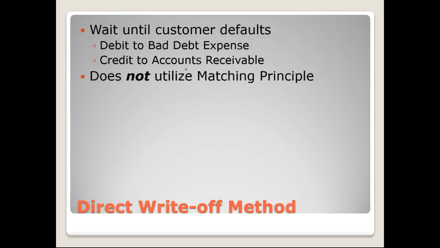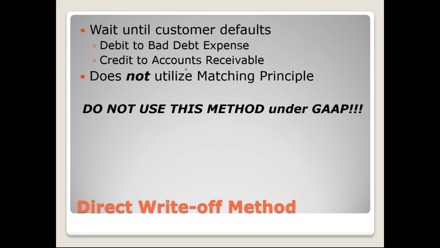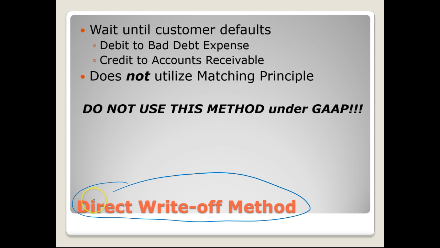Remember that matching principle from our generally accepted accounting principles? If we sit around and wait for the bad debt to happen, then we are not matching expenses in the same period as when the revenue occurred. And remember, we have to match expenses to the timing of revenues. It sometimes takes customers a year or more to actually default on their payments. And so we don't use this, what we call direct write-off method. We don't use it. Not in GAAP. Do not use. You may want to, but don't do it.